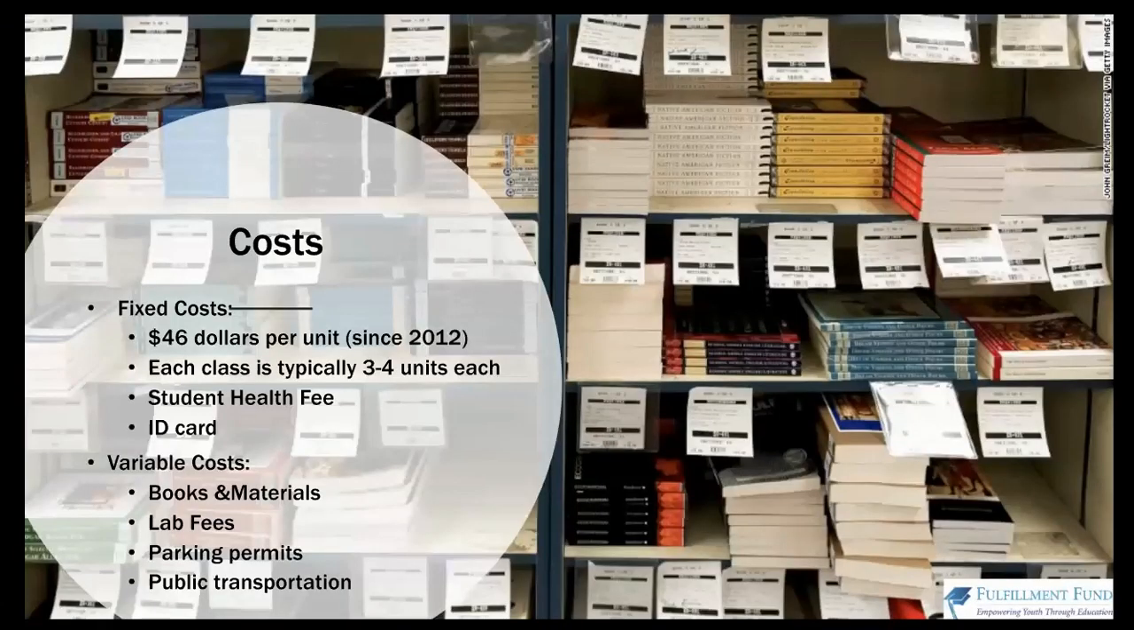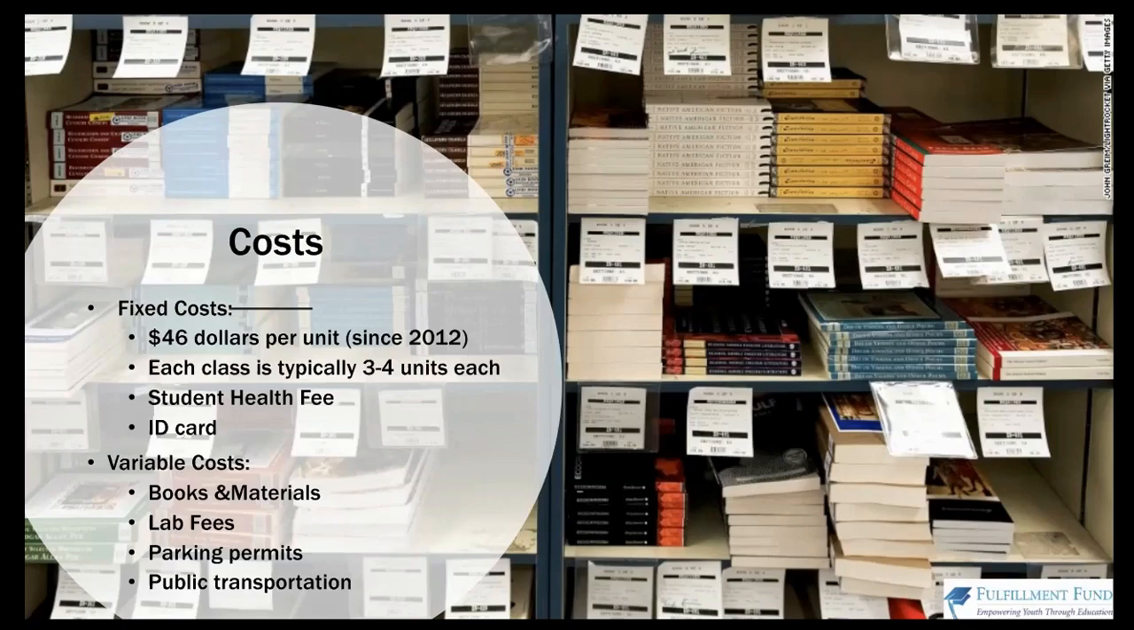All right, so we can go ahead and go into the cost. So there's certain fixed costs that you need to consider when applying to community college. So it's about $46 per unit. Each class is typically 3 to 4 units. And there is a student health fee. You also have to include the fee for the ID card. So that's included with the fixed costs.